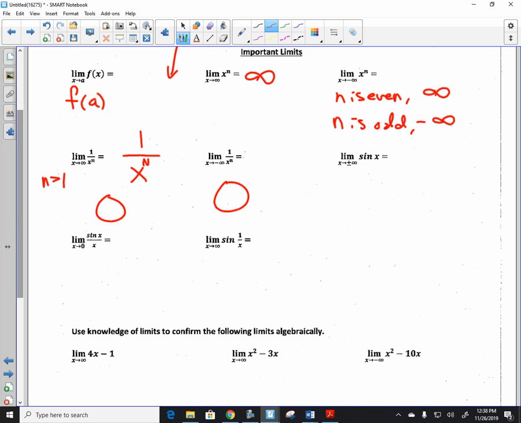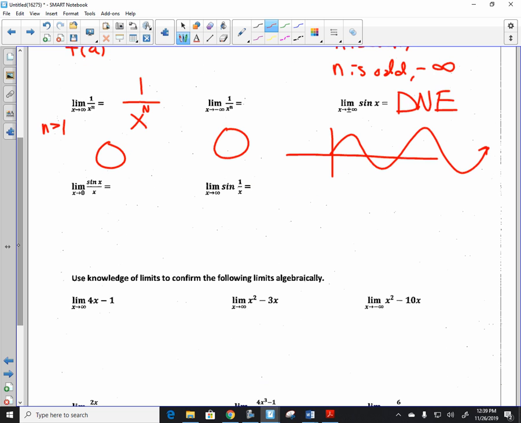Sometimes we have other examples that don't work out quite as well. For example, consider sine of x. Do you remember what the graph of sine of x looks like? So as x goes towards infinity, will the graph ever narrow in on just one value? It just continues to oscillate or bounce back and forth, doesn't it? And so we would say that this limit does not exist.